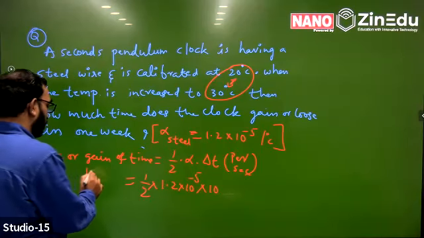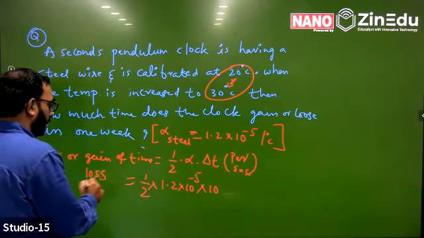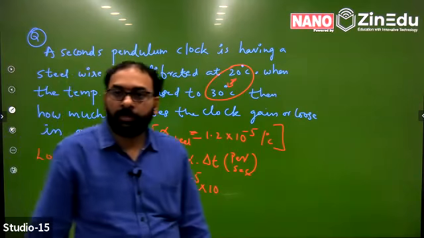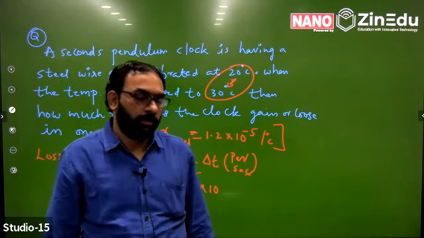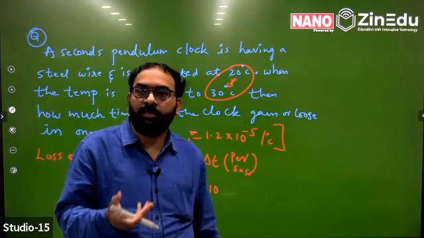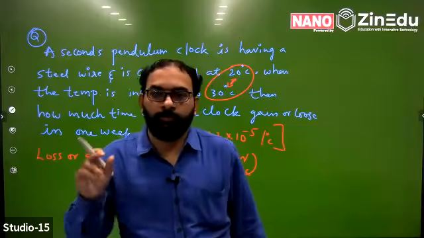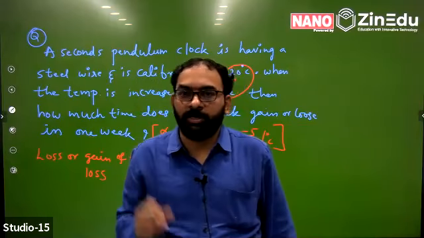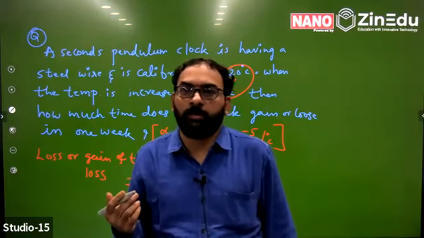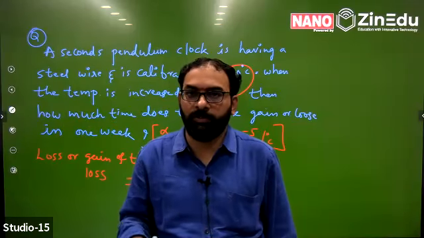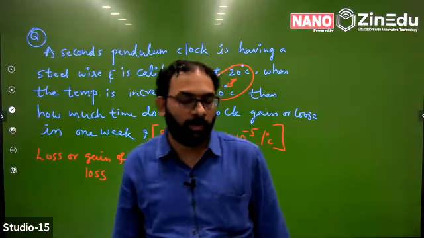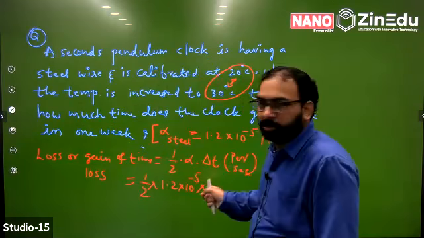So this is the loss or gain, but we have to tell whether it is loss or gain. Why? Because whatever the final answer is, it will be there in the options two times: one, the same answer mentioning loss of time, and the same answer mentioning gain of time. We have to know whether it is loss or gain. If we calculate, that is not sufficient.